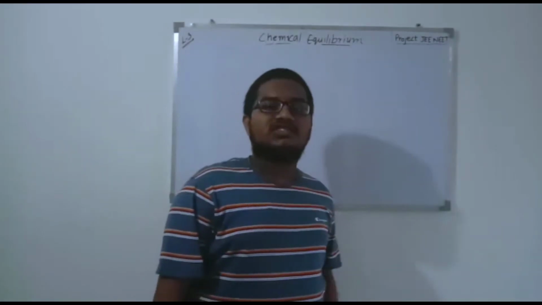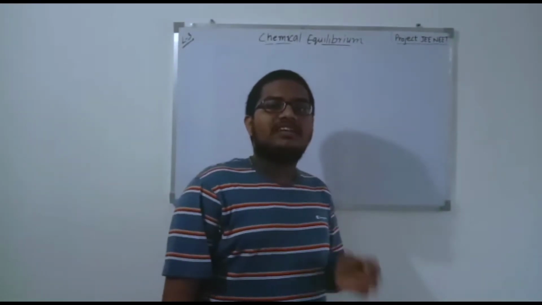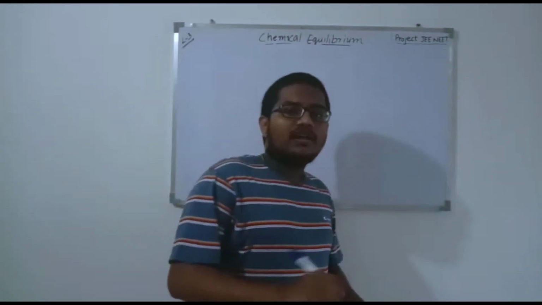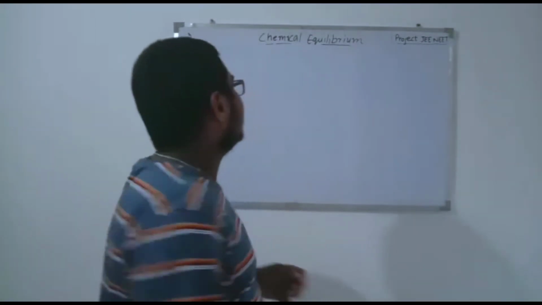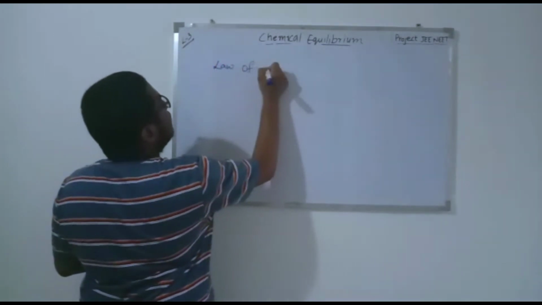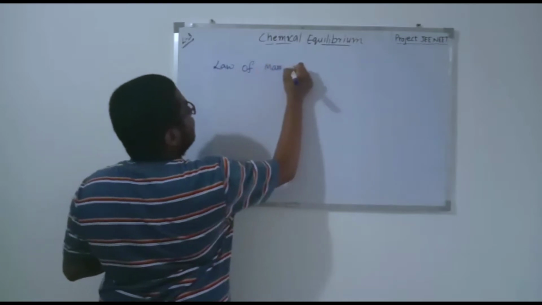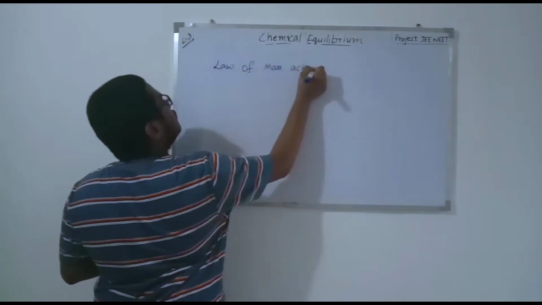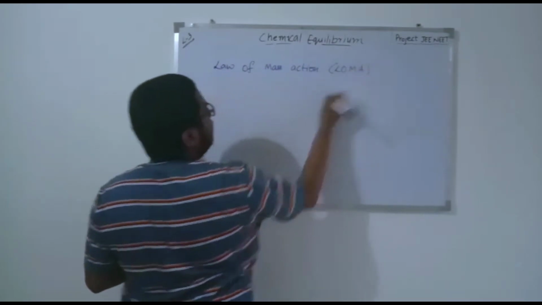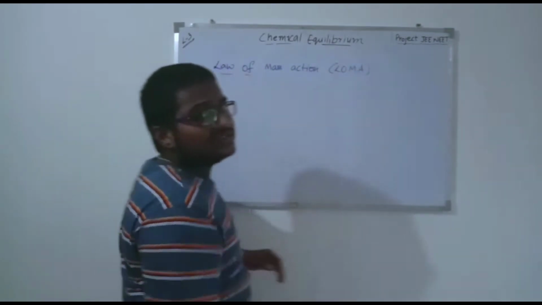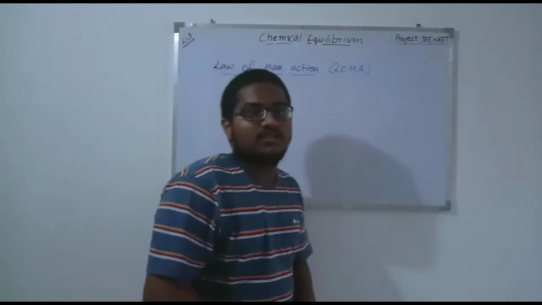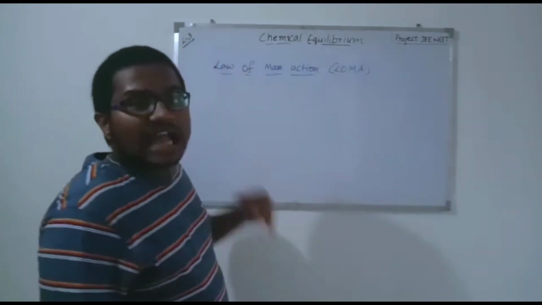So in the previous discussions, we discussed the types of chemical equilibrium. We have completed that topic, and now we are entering a new topic, which is the law of mass action. First of all, we will discuss the definition of this law of mass action, and what this law actually states.